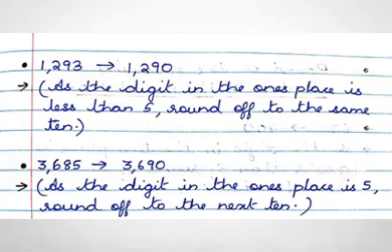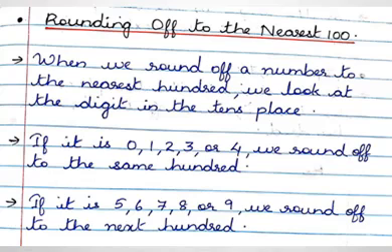Third question is 3685. As the digit in the ones place is 5, round off to the next 10. In the case of 3685, the digit in the ones place is 5. So, 3685 is round off to 3690.